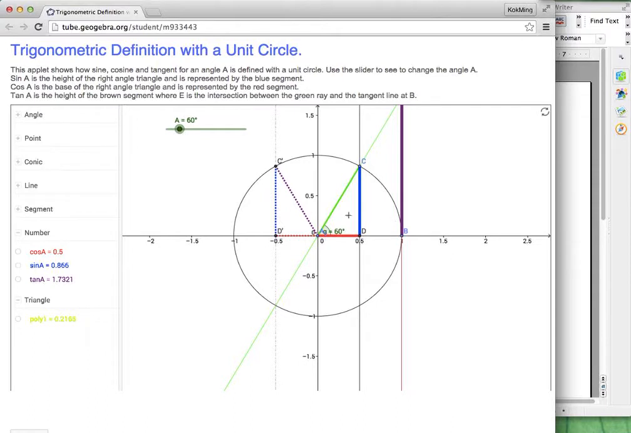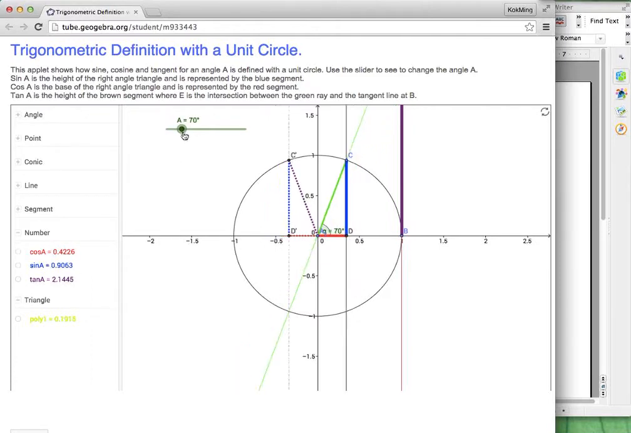Now let's say here is 60 degrees. Now for 60 degrees, cosine was adjacent over hypotenuse. Since the hypotenuse is 1, then cos 60 degrees is basically the base of the right angle triangle, the one in red. So in this case, cos 60 is the measure here, 0.5, right?